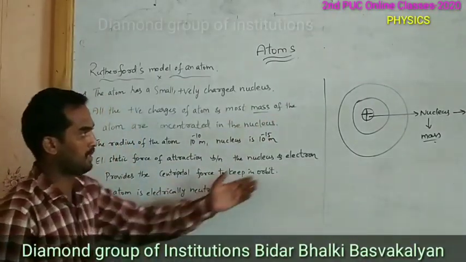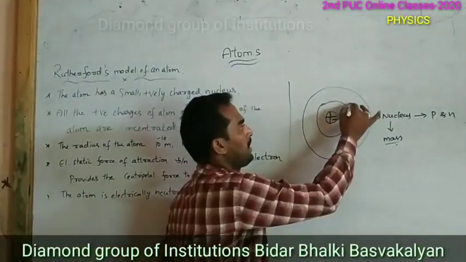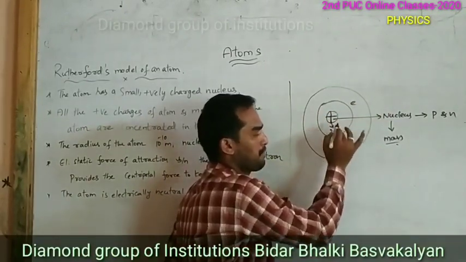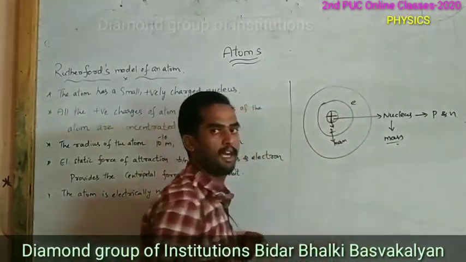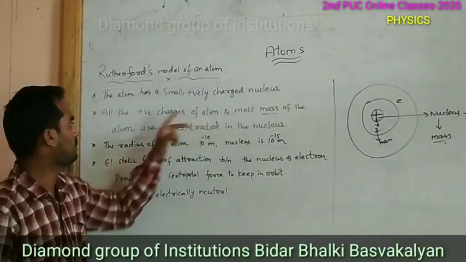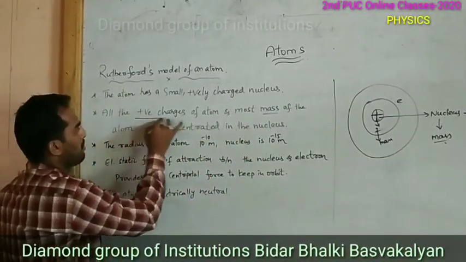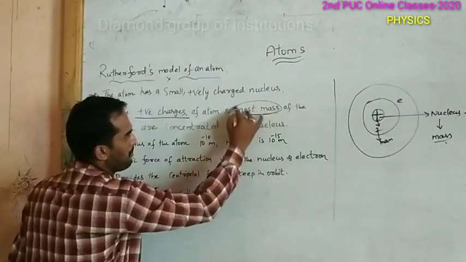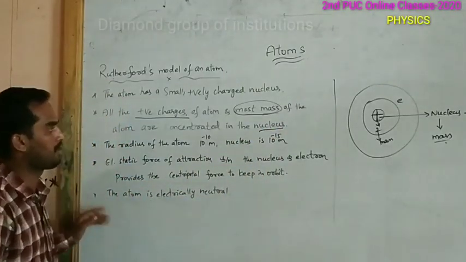That means, see here, proton and neutron, you can say mass is heavier compared to the electron, because electron is the only particle present outside. But here how many particles are present? 2 particles. So mass is heavier in the nucleus compared to the electron present outside. So the positive charge of an atom and most of the mass of the atom is concentrated in the nucleus. That means we can say directly complete positive charge and maximum mass of an atom depends on what? Nucleus.